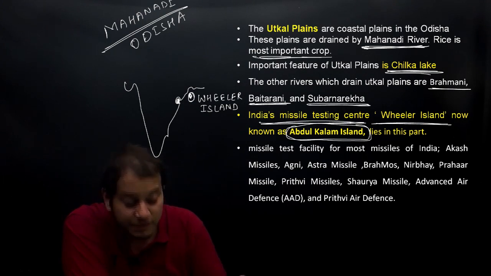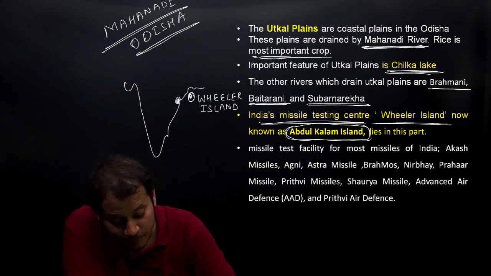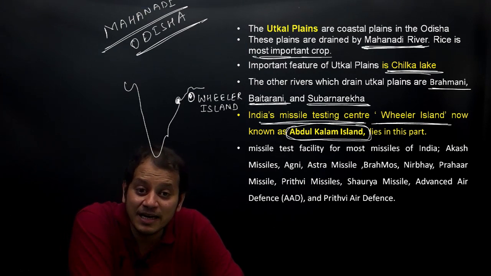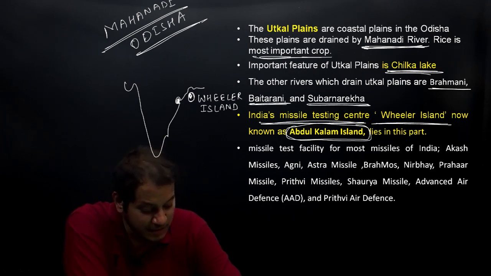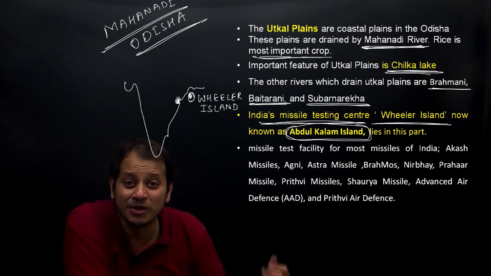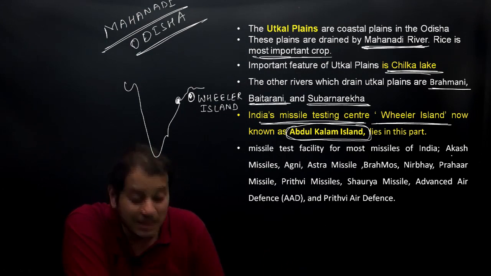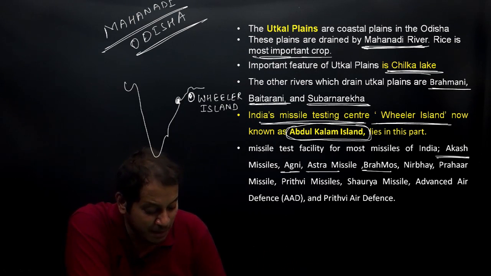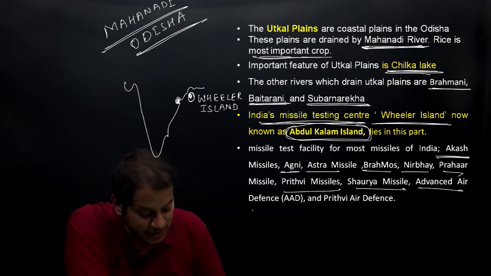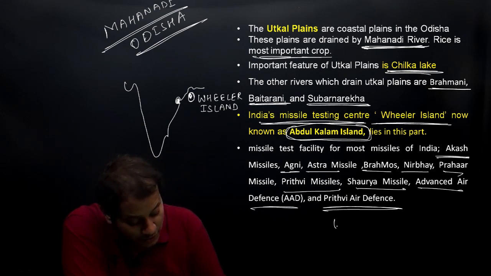So in which state does the Wheeler Island lie? It lies in the state of Odisha. What is the importance of Wheeler Island? It is India's missile testing center. Most of the missiles of India's Integrated Guided Missile Development Program, that is the Akash, Agni, Astra, BrahMos, Nirbhay, Prahar, Prithvi, Shaurya, Advanced Air Defense, and Prithvi Air Defense, are all tested on Wheeler Island.